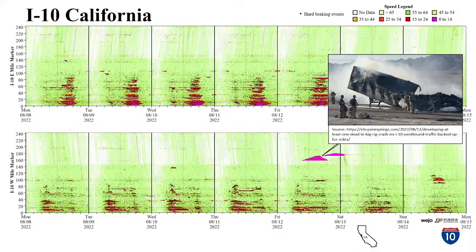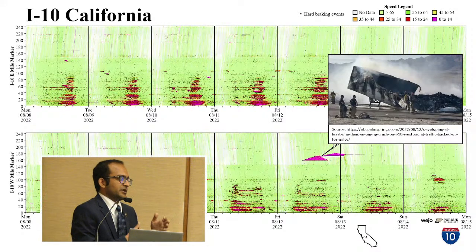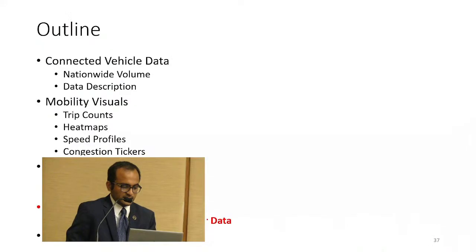A crash incident on I-10 in California blocked traffic for several hours, and we see the queue building up from mile marker 160 to about 180. This is an example of what happens if we have this real-time dashboard operating, or agencies have this: they can track in real time how recovery is going and how far back the queuing has reached.